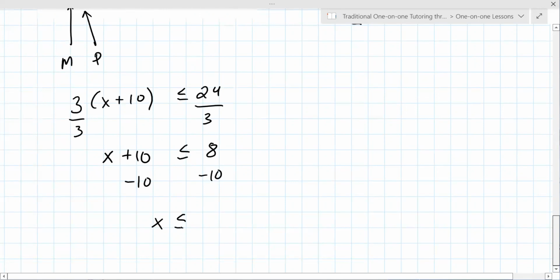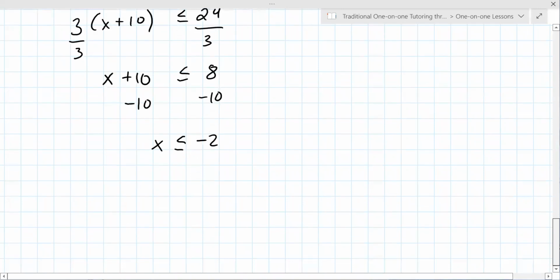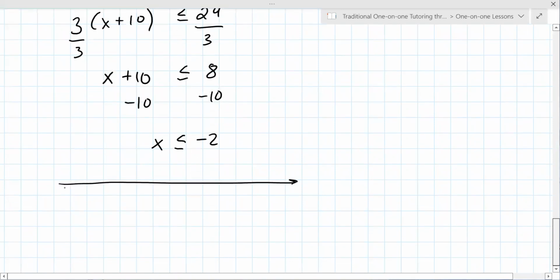I'd like you to give me the value on the right-hand side. What is 8 minus 10? Negative 2. Good. Now, in terms of graphing it, you draw a number line.